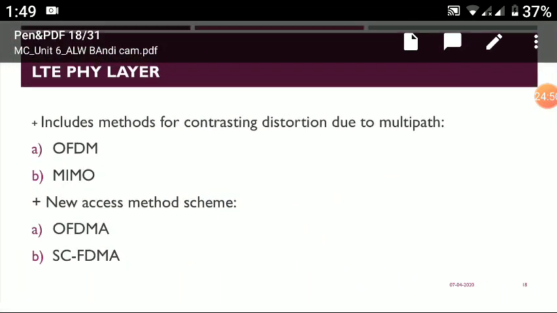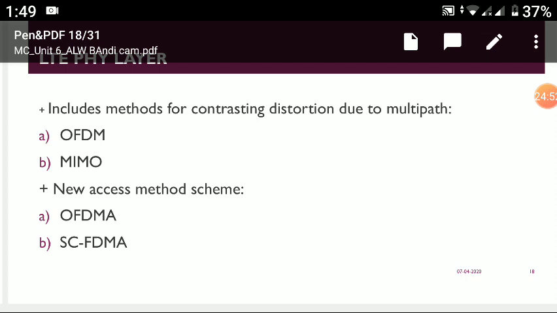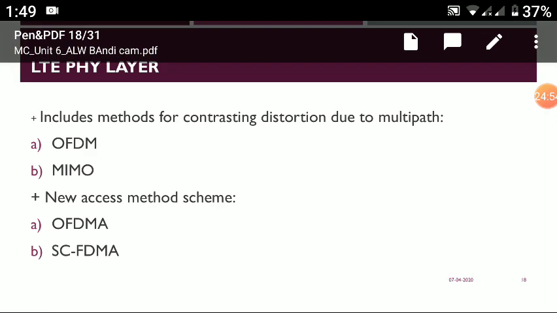The LTE physical layer. Already you people learned some 7 layers which have been considered in the communication system or in computer networks. It includes methods of contrasting distortion due to multipath, OFDMA and then MIMO. Actually, this is a very advanced technology that can be utilized in the mobile communication system, that is OFDMA.